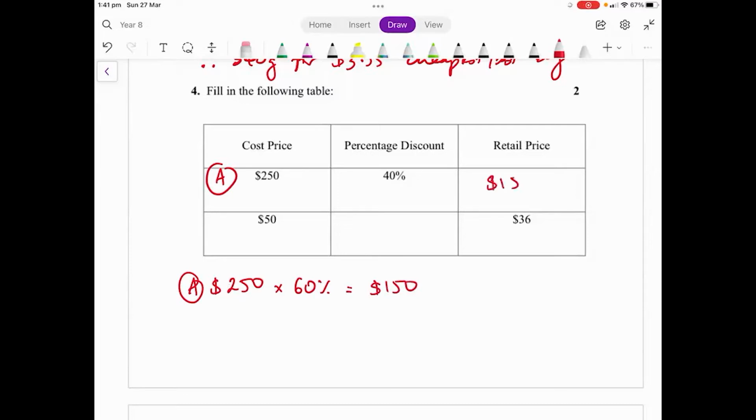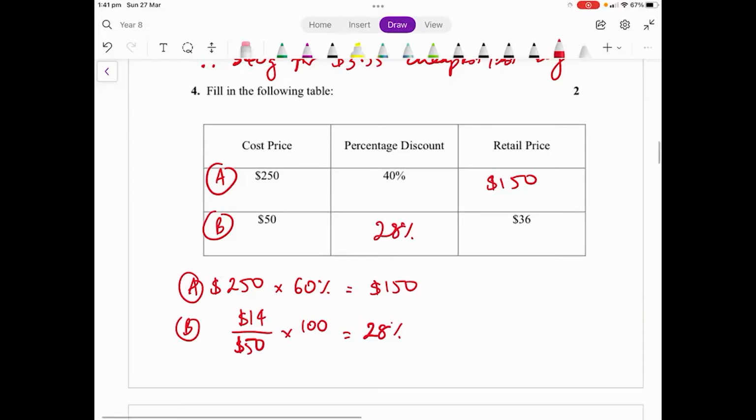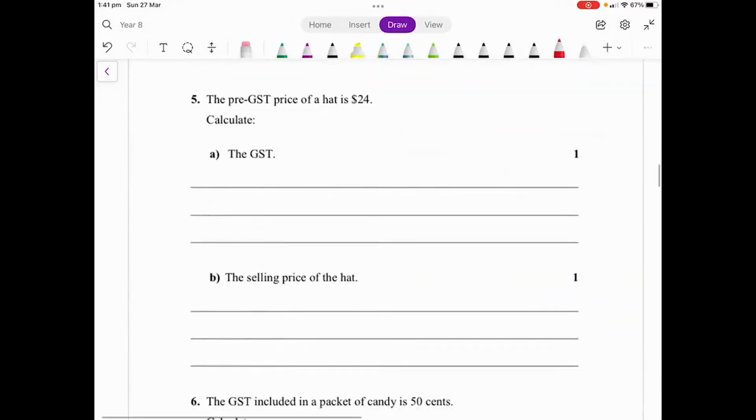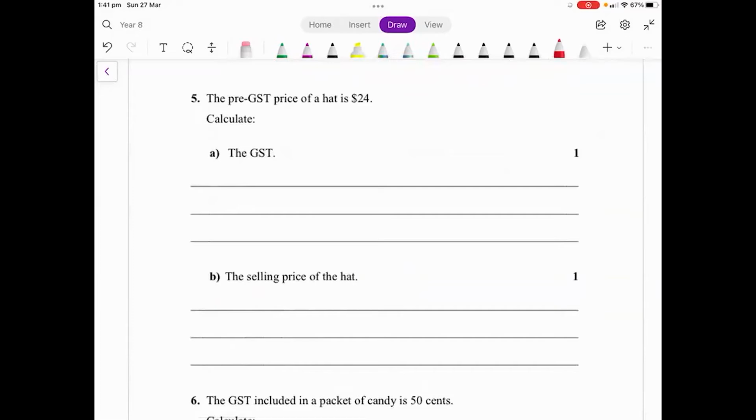Question B, we need to work a little bit backwards. So you start with $50, but you're ending with $36. So how much is the percentage discount? Well, you need to work out the gap between 50 and 36 first. Turns out that's $14. So you put that gap over the original price. That gives you 14 over 50, but that's a fraction, so you multiply by 100 to get yourself a percentage. That gives you 28%.